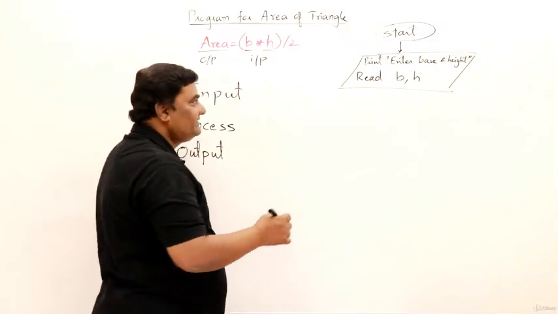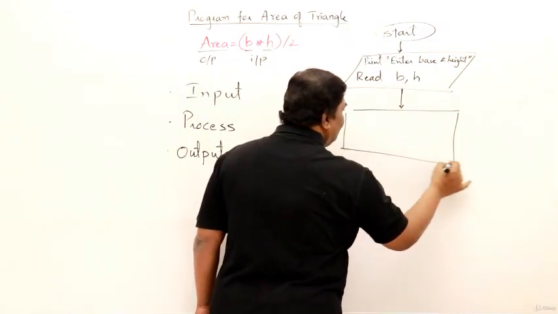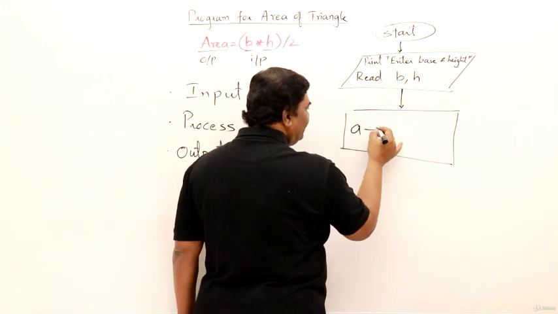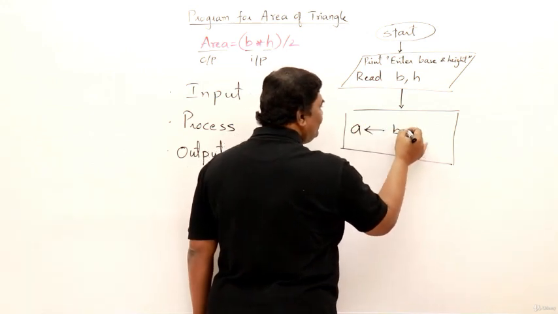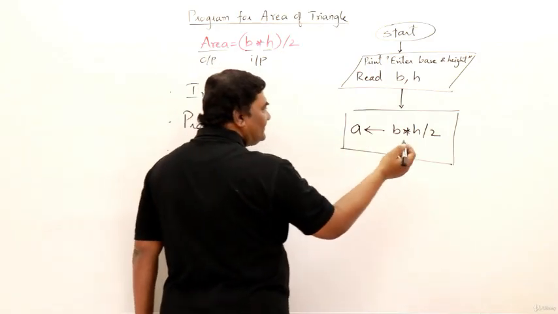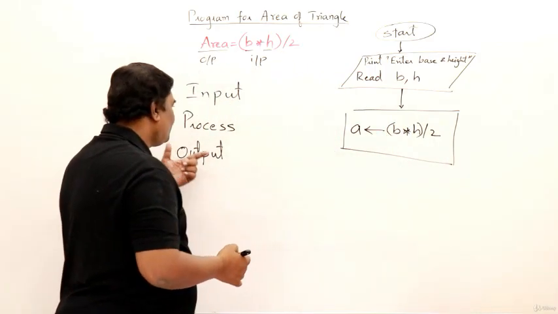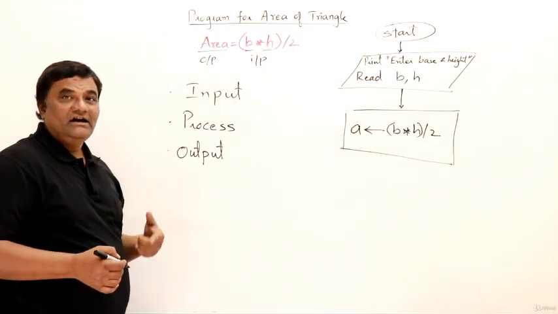Now next, process. So what is the process? The formula. What is the formula? Area, I will call it A, is assigned with base into height by 2. This is the formula. I can even write them in brackets also. Now process is over. Now next is output.